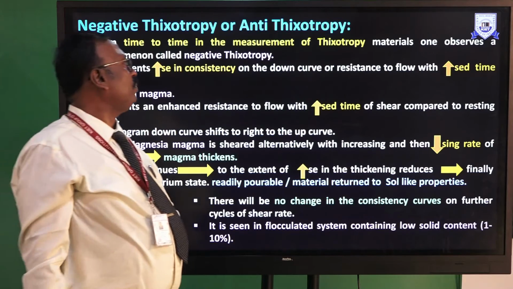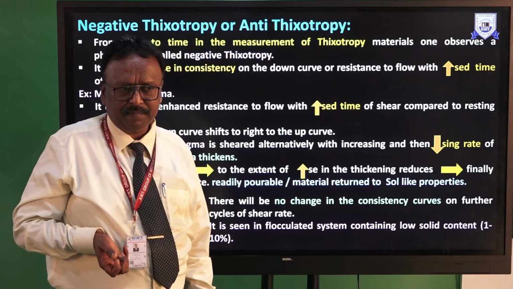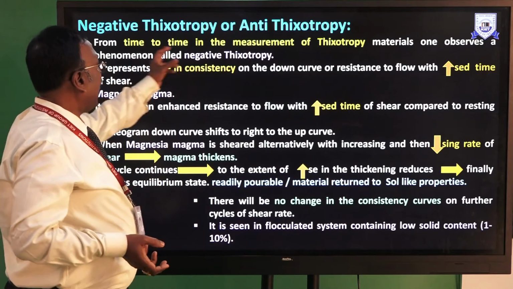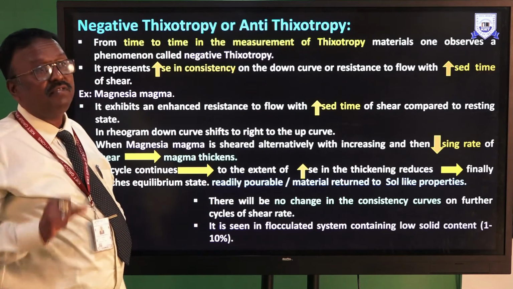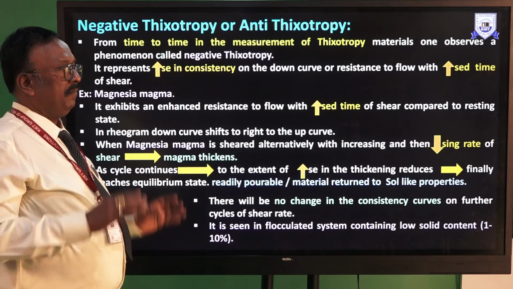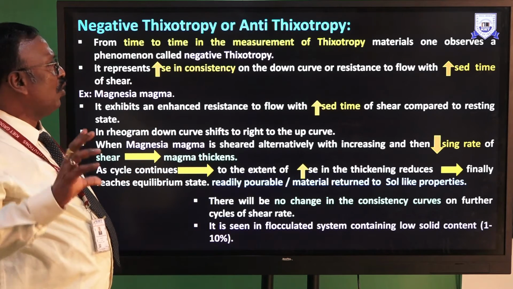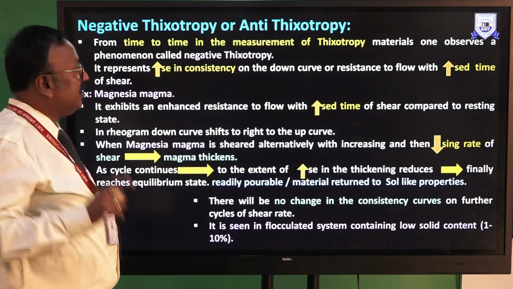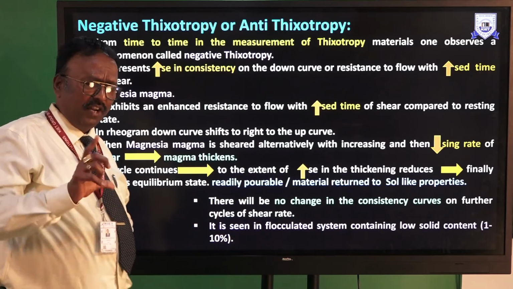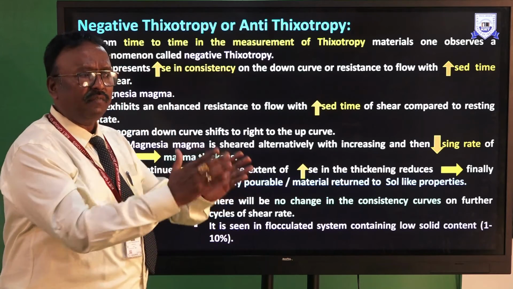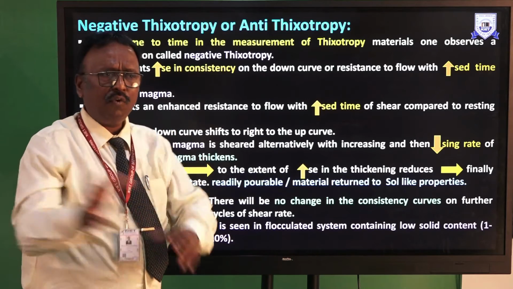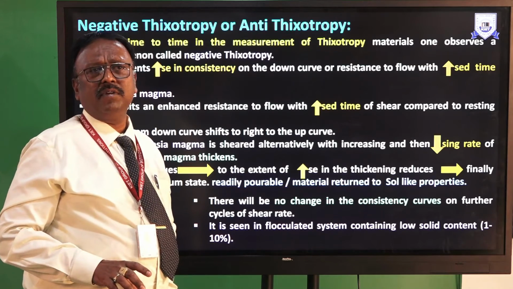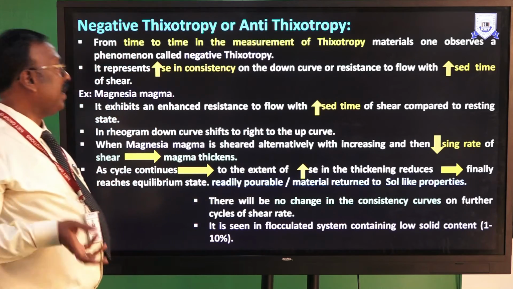The negative thixotropy or anti-thixotropy. What is negative thixotropy? What is anti-thixotropy? It is the measurement of thixotropy from time to time. At definite intervals of time, we measure the thixotropy of the material. The phenomenon one observes is called negative thixotropy. At definite time intervals, we measure the thixotropy for the same material. That is called negative thixotropy or anti-thixotropy.